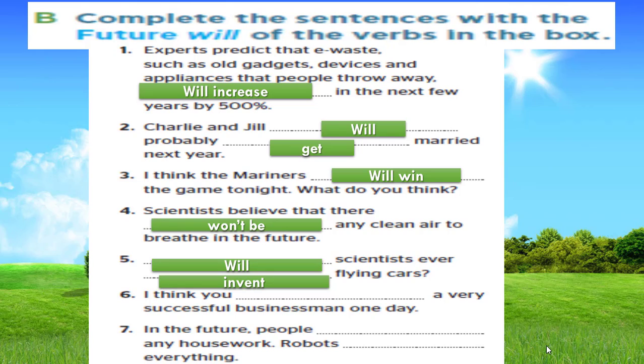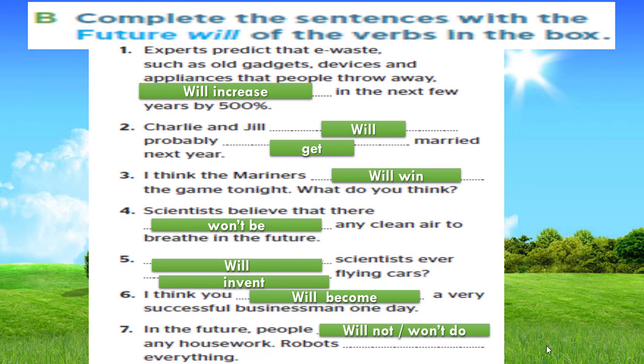Number 6. I think you a very successful businessman one day. The answer is will become. Number 7. In the future, people, any housework, robots, everything. In the future, people won't do any housework, robots will do everything.